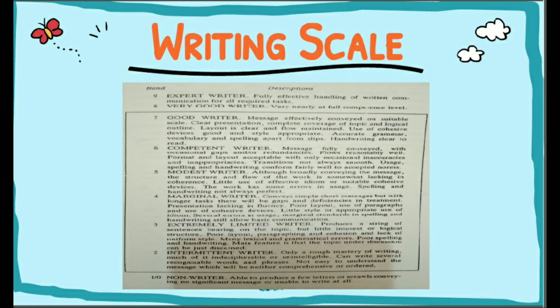The next level is level 4. This level is called a marginal writer. It conveys simple short messages, but with longer tasks there will be gaps and deficiencies in treatment. Presentation lacking in fluency, poor layout, use of paragraphs and use of cohesive devices, little style or appropriate use of idiom, several errors in usage, marginal standards in spelling and handwriting, still a low basic communication.